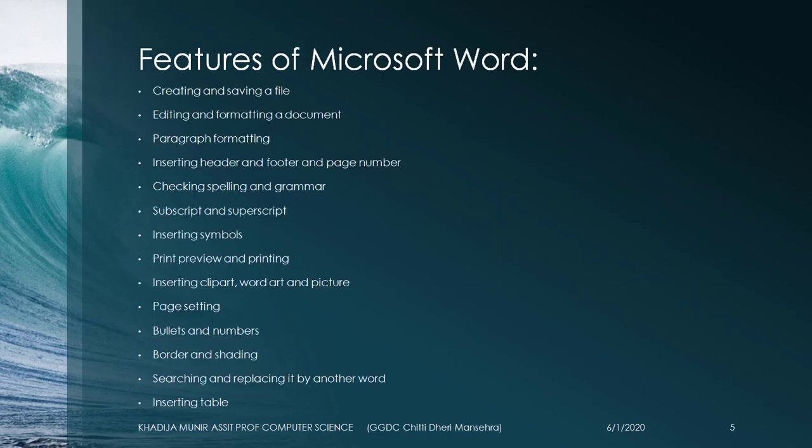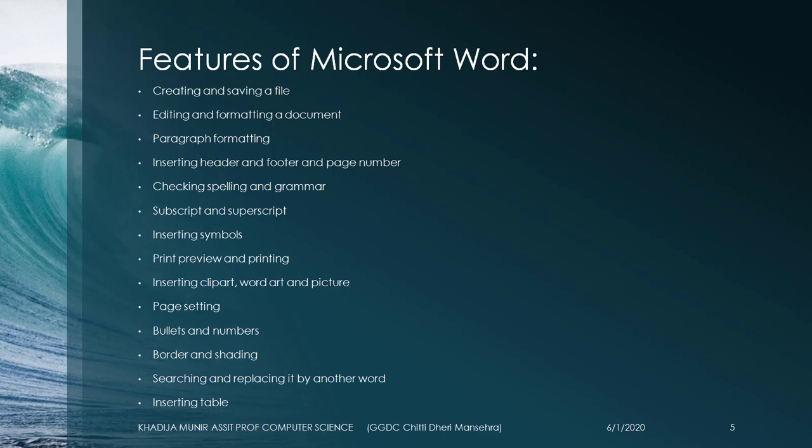Features of Microsoft Word: creating and saving a file, editing and formatting a document, paragraph formatting, inserting header and footer and page number, checking spelling and grammar, subscript and superscript, inserting symbols, preview and printing, inserting clip art, word art and pictures, page setting, bullets and numbers, border and shading, searching and replacing words with other words, inserting tables. These are some features used in Microsoft Word.